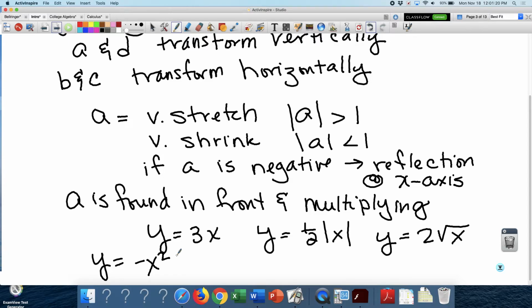No, the negative only tells you it reflects about the axis. The vertical stretch is only the absolute value of that number. If it's positive, it's over the Y, and if it's negative, it's over the X. If it's positive, there is no reflection.